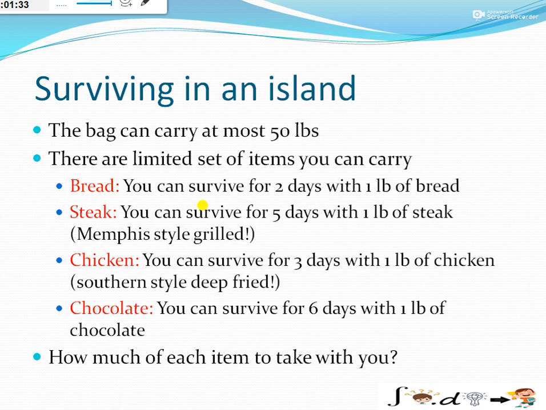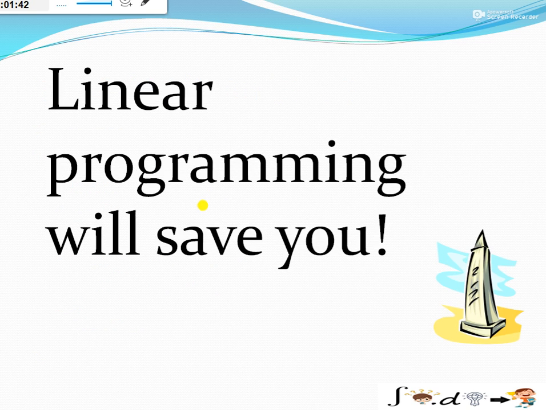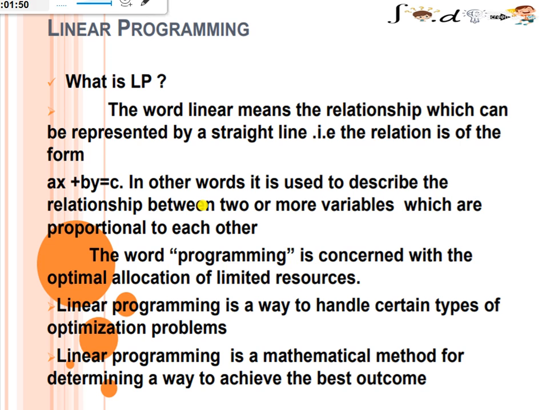And how much of each item to take with you? Think about this. And linear programming will save you. It tells you how many things you have to take with you. What is linear programming? The word linear means a relationship which can be represented by a straight line, that is in the form of ax plus by is equal to c. That means it describes the relation between two variables which are proportional to each other.